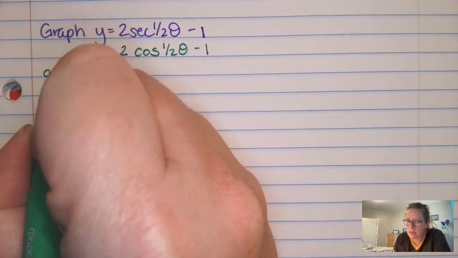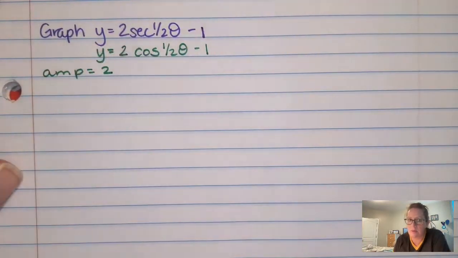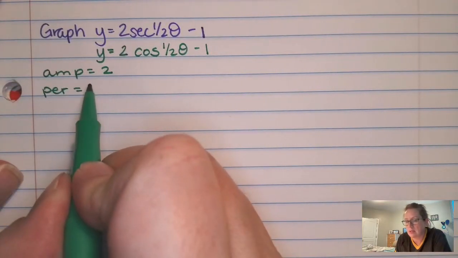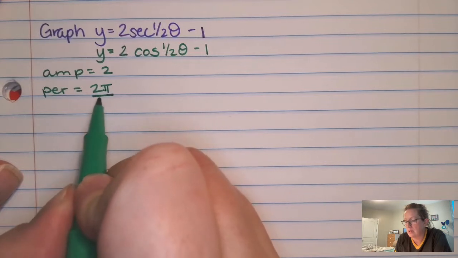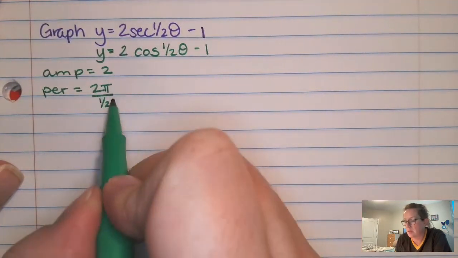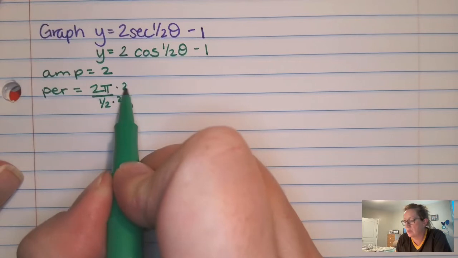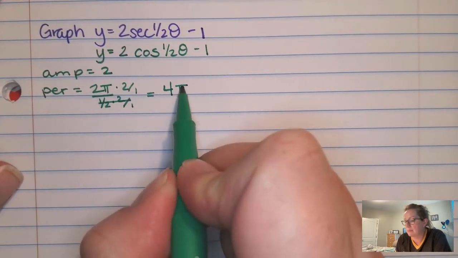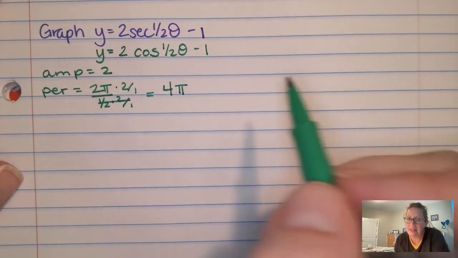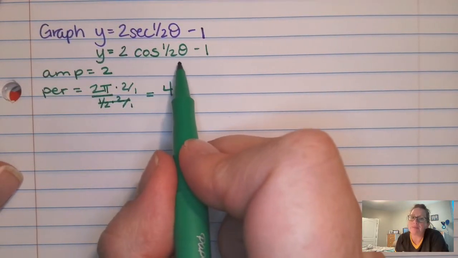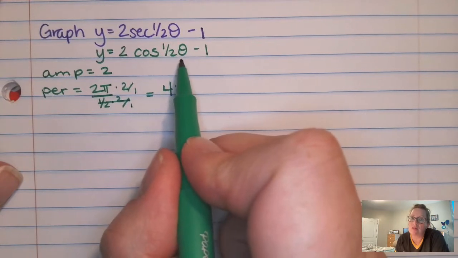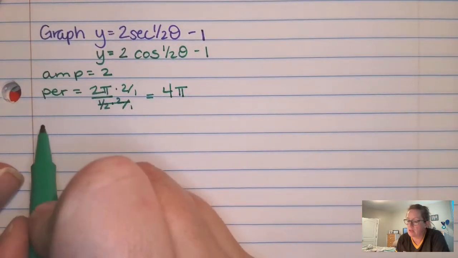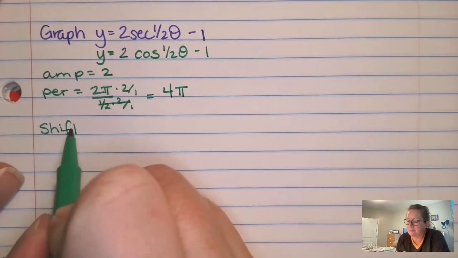So we got our amplitude is 2. Our period is 2 pi divided by a half. Remember, when you divide a fraction by a fraction, you just multiply by the reciprocal. So we're going to get 4 pi as a period. Okay, we don't have any horizontal shift because there's nothing in that parenthesis with the theta, but we do have a shift of down 1.